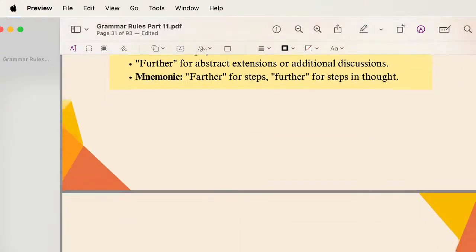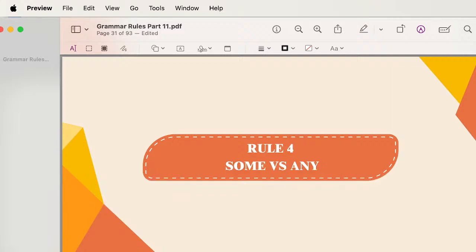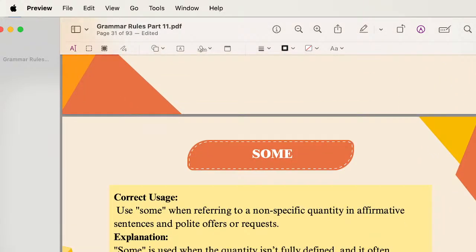Alright? Okay. Now, some versus any. What is the difference between some and any? What do you understand by it? So let's quickly go through it. Where do you use some? You use some when you want to refer to a non-specific quantity in affirmative sentences and in polite offers or requests. When the quantity isn't fully defined, when you don't know the numbers, in that case you use some. It is used in positive sentences.